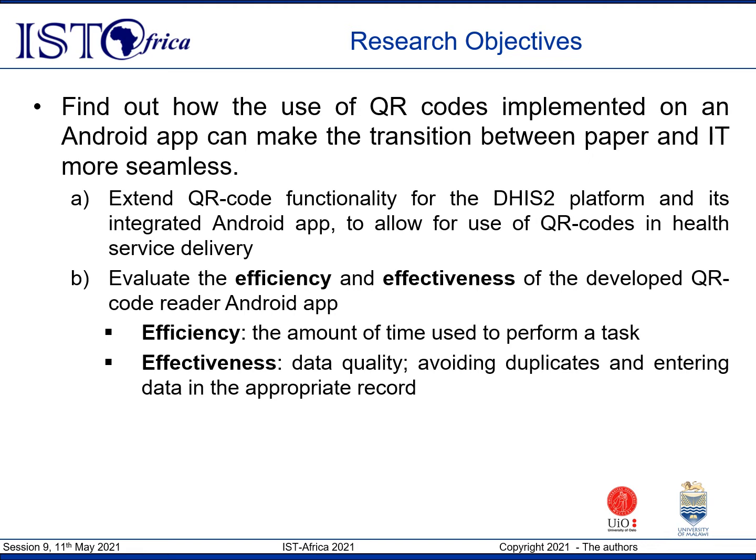So a key thing then becomes how we can augment digital tools with paper tools. In this research, we find out how the use of QR codes implemented on an Android app can make the transition between paper and IT systems more seamless. This was pursued using two more specific objectives.